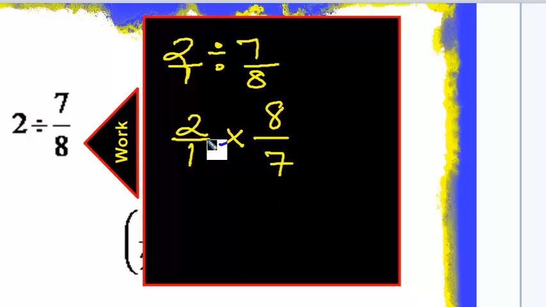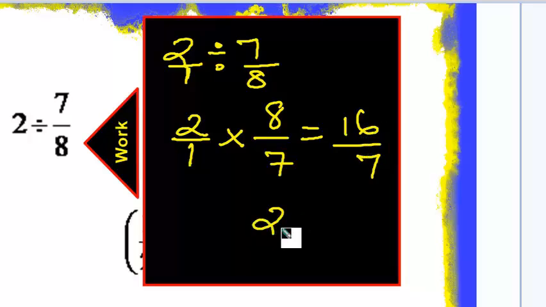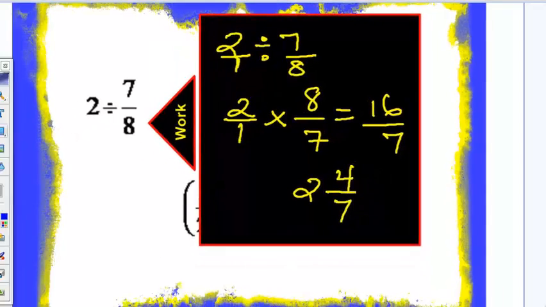Now we cannot cancel anything here, so we have no choice but to go ahead and multiply. 2 times 8 is 16. 7 times 1 is 7. Now this here is improper, so we need to change it back. 7 goes into 16 2 times. The remainder will be 4. And here is our answer, 2 4/7.